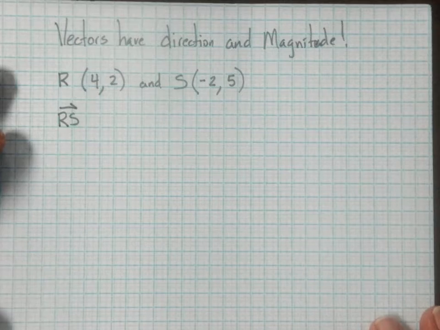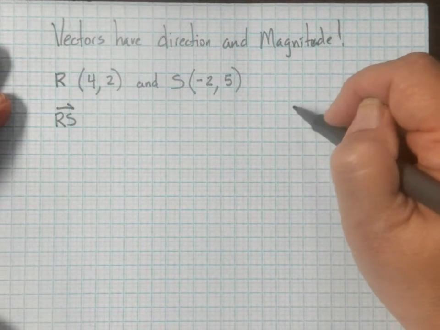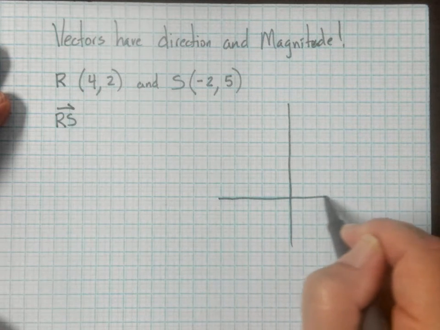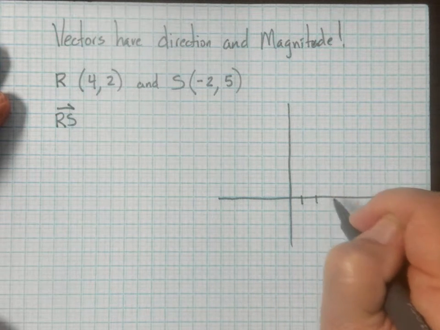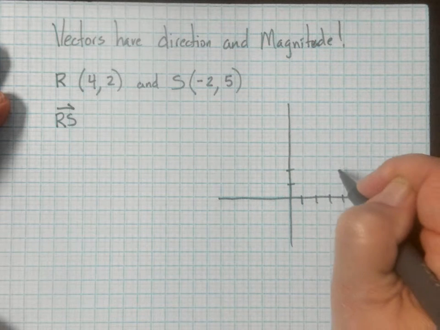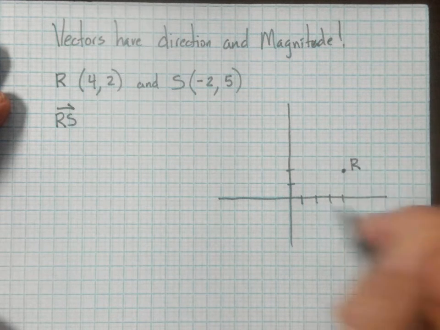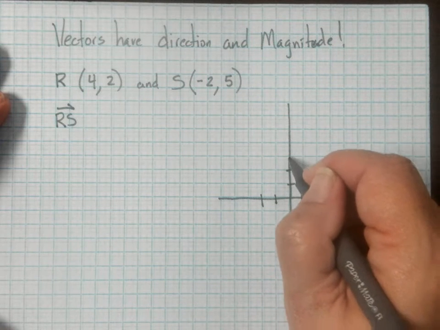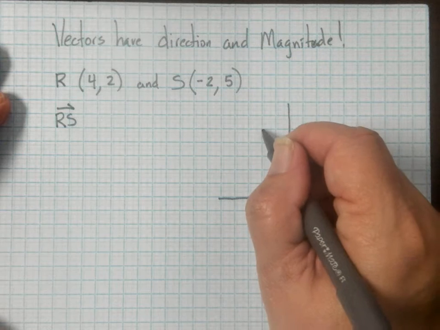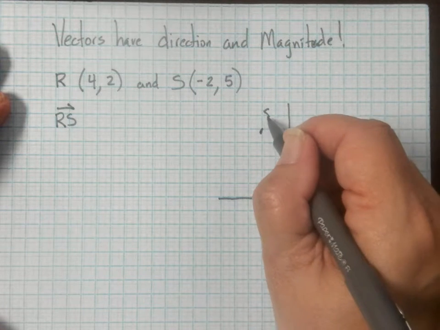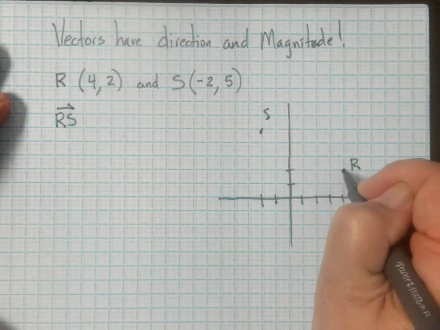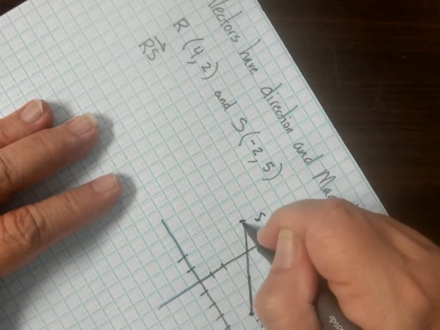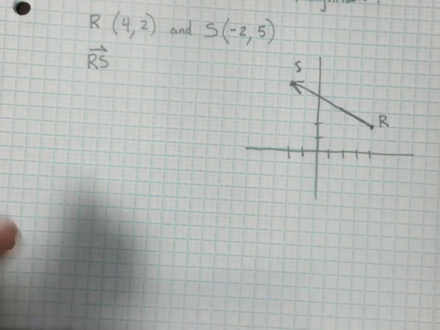So I'm going to start with a graph. So come over here. Back to our basics. If we're at 4, 2, there's point R. If I'm at -2, 5, there's point S. So my vector goes from R to S.